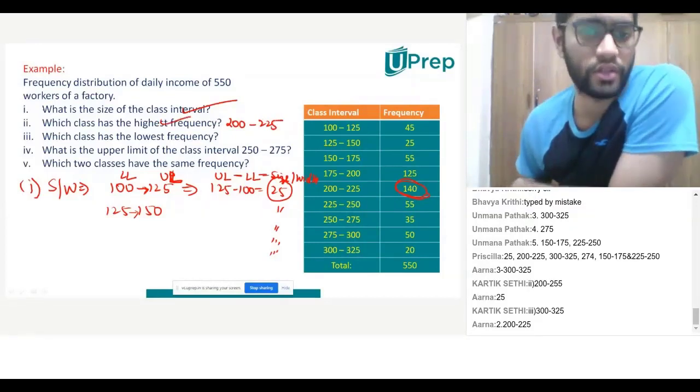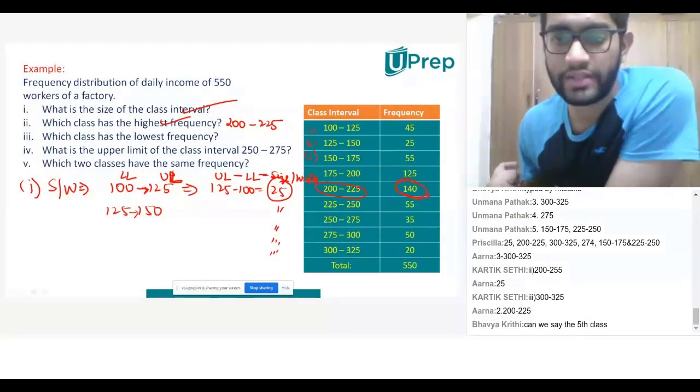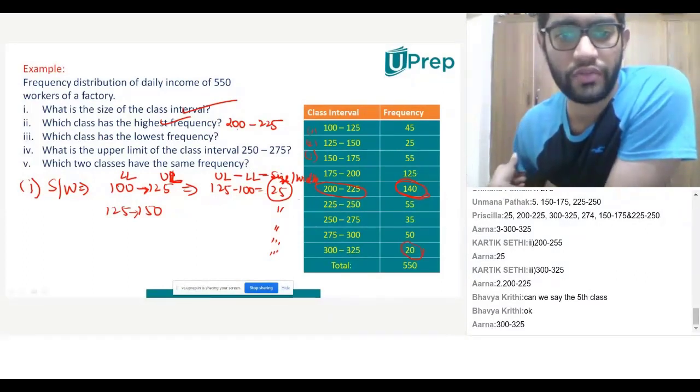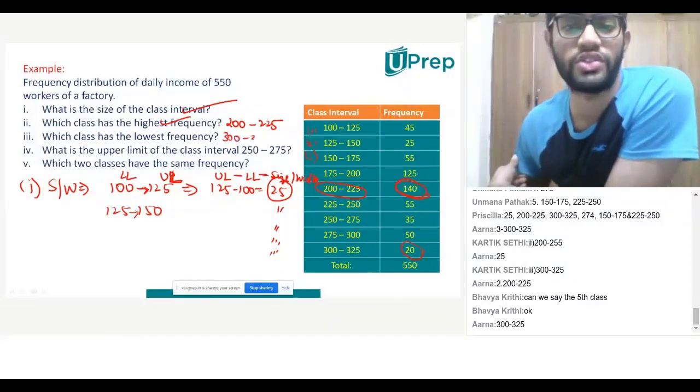Is this also clear? The next thing is, which class has the lowest frequency? As simple as that. Observe 20. That means 300 to 325 has the lowest frequency.